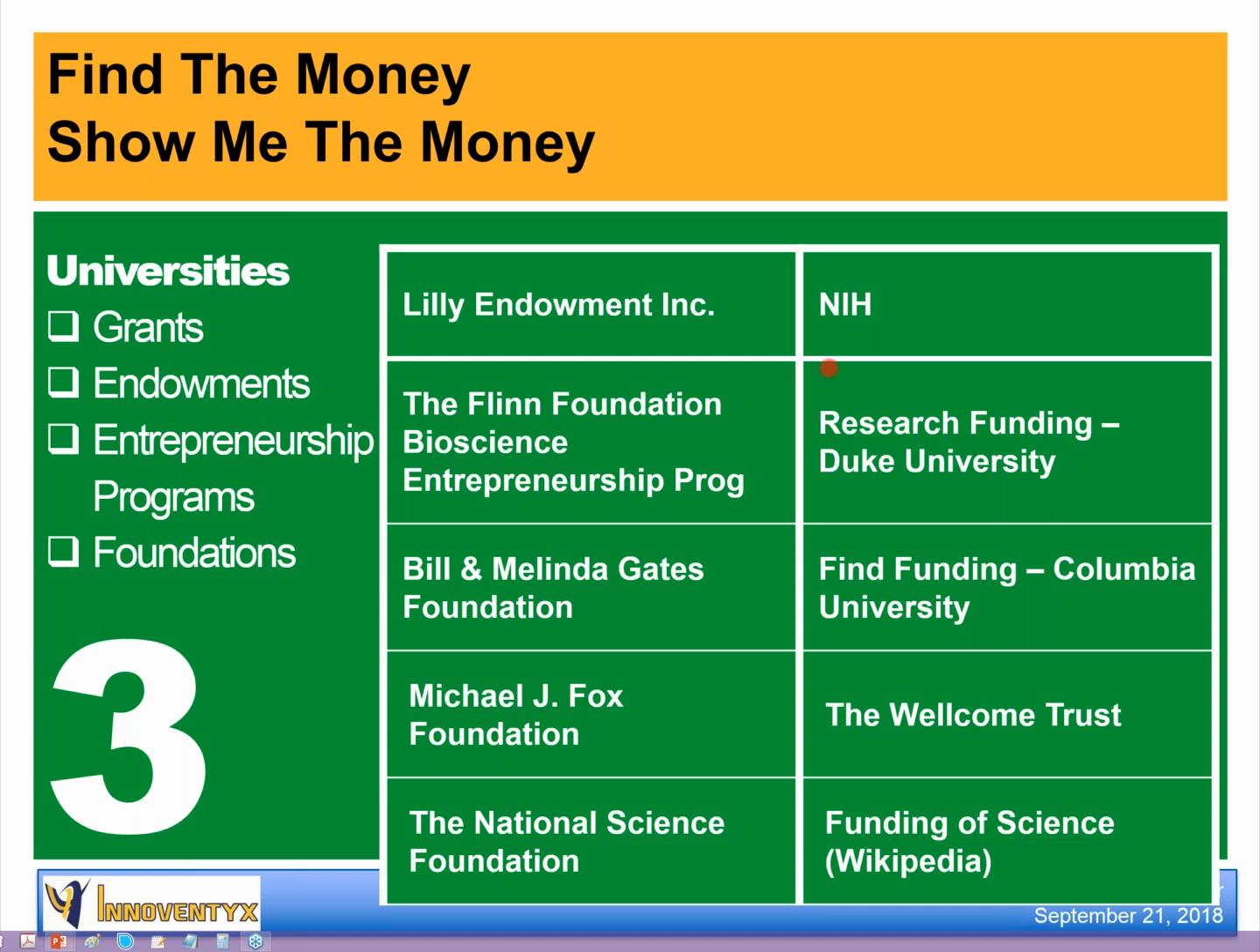In terms of what universities are doing, for instance, Duke University has a department called Research Funding. Columbia University has a department called Finding Funding. So look at what your school and university has, and you might be surprised to find some opportunities there. There's also this one.